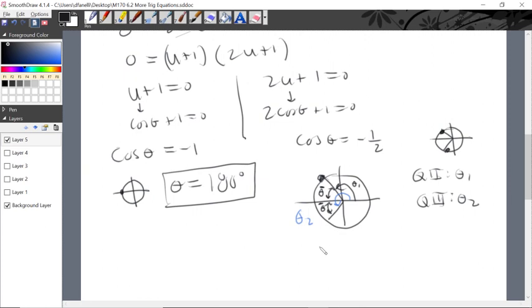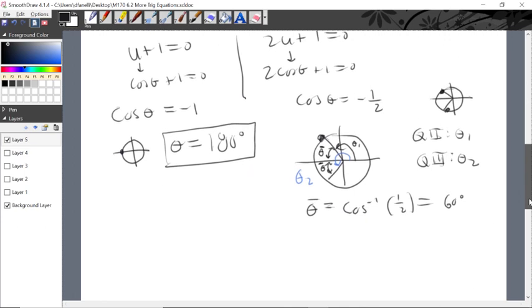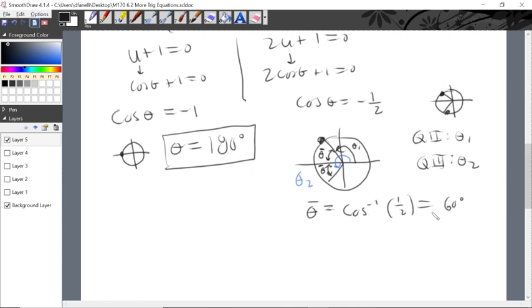Okay, what is the reference number? The reference number would be the arc cosine of positive 1/2. That would equal 60 degrees. Right? So that would be the acute angle, like in quadrant 1, such that the cosine of that angle is 1/2. Now, if you want to find theta 1 directly, because it's in a quadrant which the arc cosine would output, if you take the arc cosine of negative 1/2, you're going to get 120 degrees. That gives us our quadrant 2 solution.